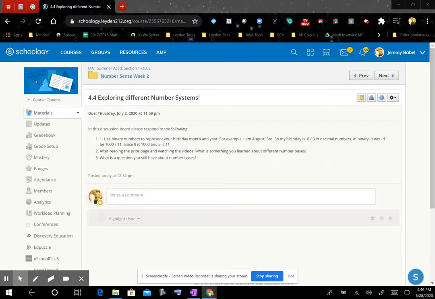So we'll continue our number sense work by looking at number systems and exploring more deeply the binary number system, because that'll help us understand base 10 even better. So we're going to ask that you write your own birthday using binary. My birthday is August 3rd, so 8-3 in typical decimal numbers. In binary, it would be 1000/11, where 1000 is the 8, and 11 is the 3. So we're hopefully going to know exactly why that is after watching this video.